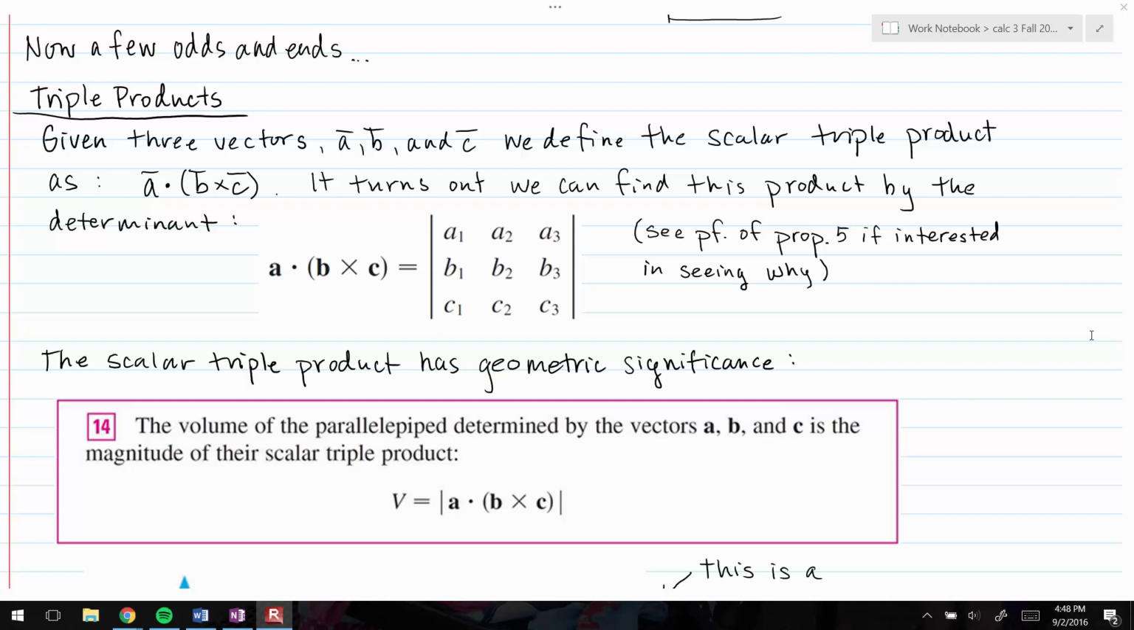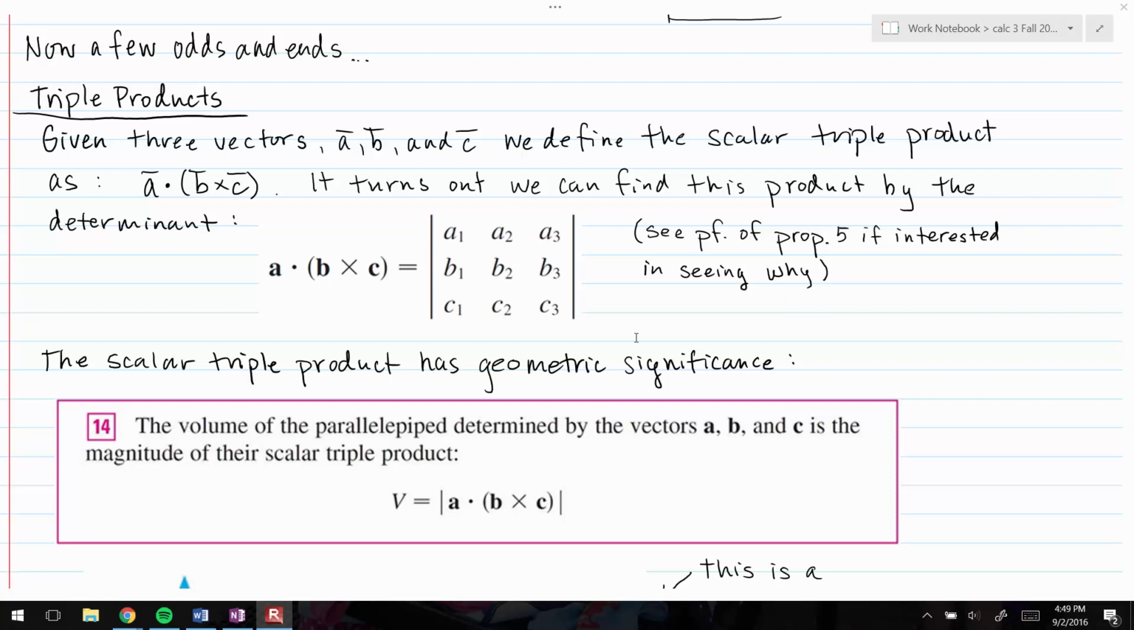When we have three vectors a, b, and c, we define the scalar triple product as vector a dot with the cross product of b and c. The way you would actually calculate this, instead of doing the order of operations, is by just determining the determinant of this 3 by 3 matrix. This follows from property 5. If you're interested, you can look at the book to see why. So we'll just take this for granted and move on.